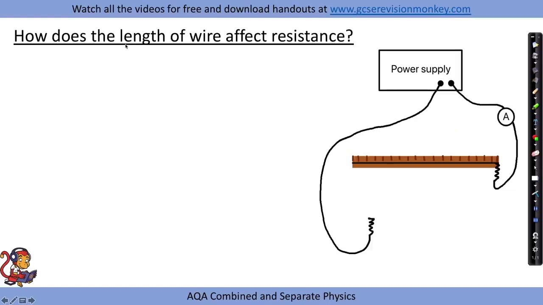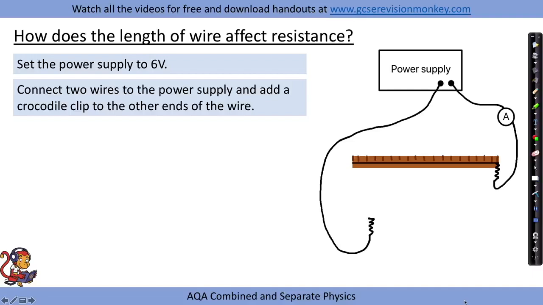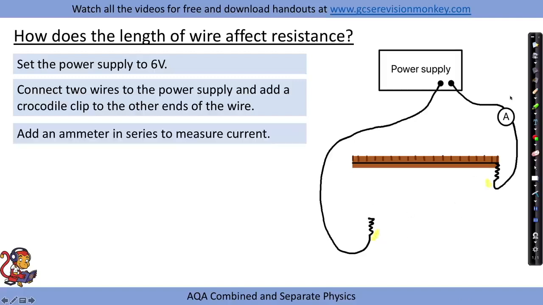So in this practical, we need to change the length of the wire. That's going to be our independent variable, and we are going to measure resistance, which will be our dependent variable. So the first thing we do is set the power applied to a specific voltage, for example 6 volts. We will connect 2 wires to the power supply and add a crocodile clip to the other ends of the wire. We'll then add an ammeter in here in series, and this will measure current, which is going to be the I part of our equation.